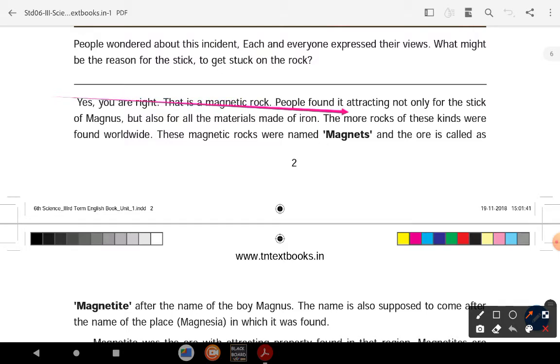People found it attracting not only for the stick of magnets but also for all the materials made of iron.